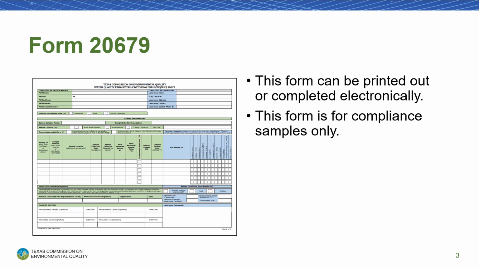This form is available on the TCEQ Lead and Copper website. You can print out this form and complete it by hand, or complete it electronically as a PDF before printing it to be signed. If you choose to complete this form electronically, please make sure you download it first, as errors can occur when completing this form in your internet browser.